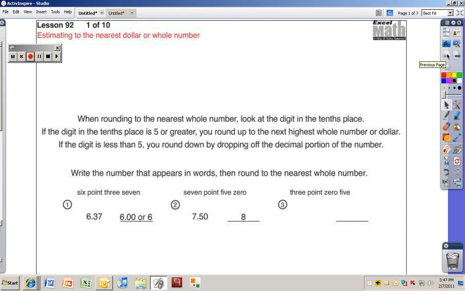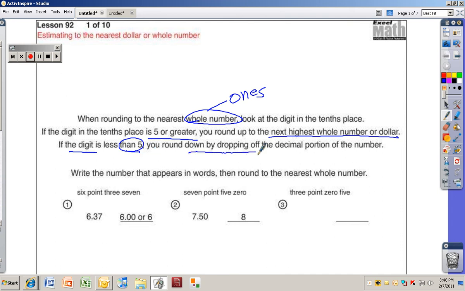They're monsters. When rounding to the nearest whole number, look at the digit in the tenths place. Whole number, what's another name for the whole numbers place, everybody? Ones. Ones, right? The whole number place is the ones place. We're rounding to the nearest one. Look at the digit in the tenths place. If the digit in the tenths place is 5 or greater, just like you always do when you're rounding, you're going to round up to the next highest whole number or the next highest dollar. If the digit is less than 5, 4 or under, round down by dropping off the decimal portion of the number. In other words, just get rid of the numbers and leave it alone the way it is.